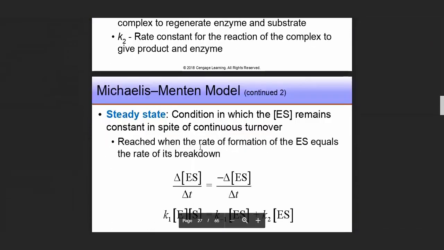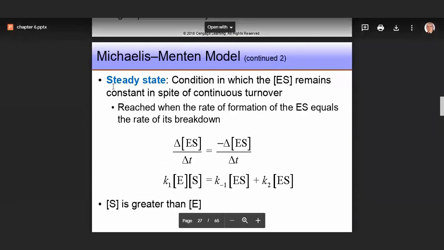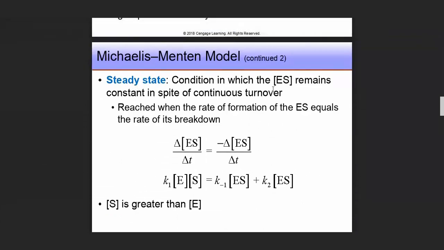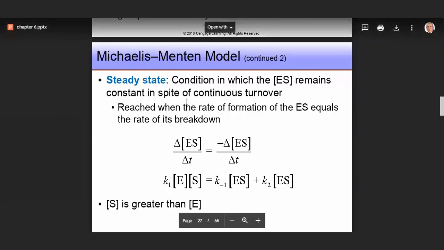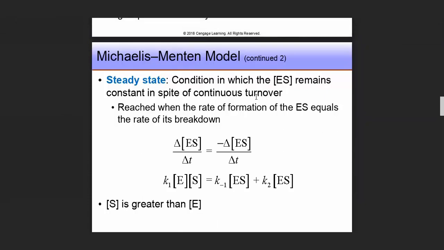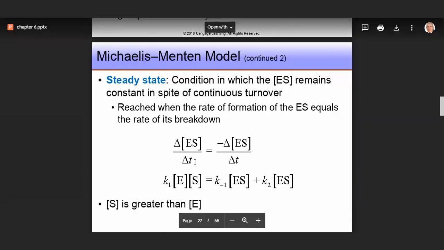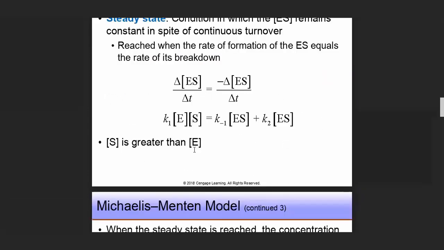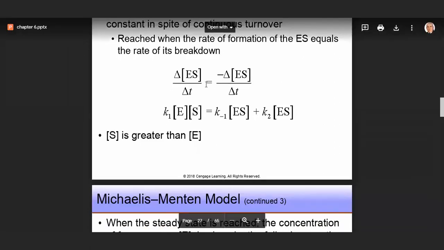Okay. Again, what is the steady state? It's a condition in which the concentration of the enzyme substrate complex remains constant in spite of continuous turnover. Yani, the enzyme is active, but still the rate of formation of the enzyme substrate complex equals its rate of breakdown. So this is reached when these two rates are equal. So we equalize them like this.